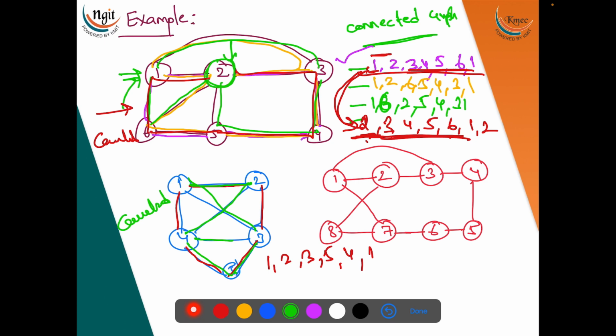Now let's see this one. Do you have any Hamiltonian cycle? Can you generate any Hamiltonian cycle from this graph? Let's see. 1 to 2, 2 to 3, 3 to 4, 4 to 5, 5 to 6, 6 to 7, 7 to 8. If I wanted to go back to 1, I cannot go back from 8 to 1. I have to again visit this vertex. So this path is not correct. Now, let's see. Is there any other path which is possible from this graph? Let's see that also. Now, what is the path?